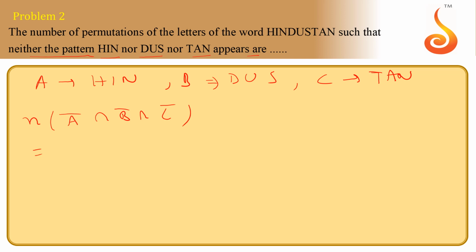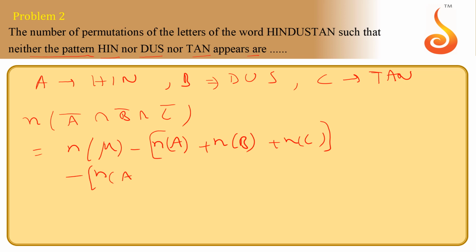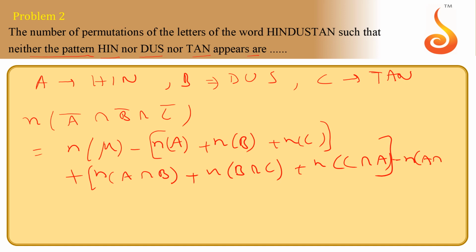So this is nothing but n of mu minus, put this in one bracket, n of A plus n of B plus n of C, plus n of A intersection B plus n of B intersection C plus n of C intersection A, minus n of A intersection B intersection C.